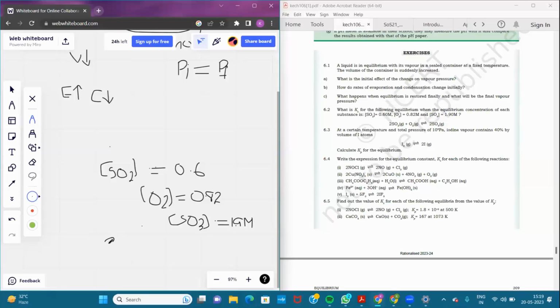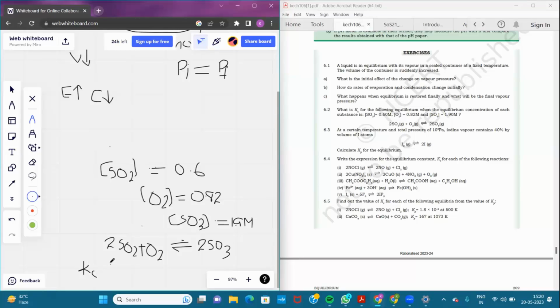The given equilibrium reaction is the oxidation of sulfur dioxide, 2SO2 plus O2 equilibrium gives 2SO3, gaseous phase reaction. All reactants and products are gaseous phase. So here we can define Kc as well as Kp.